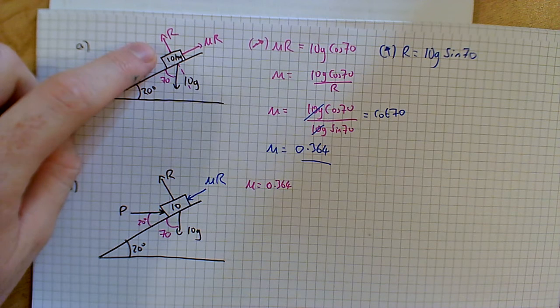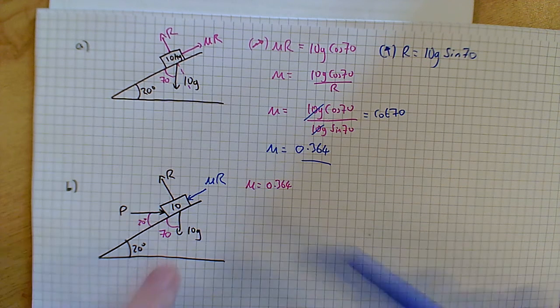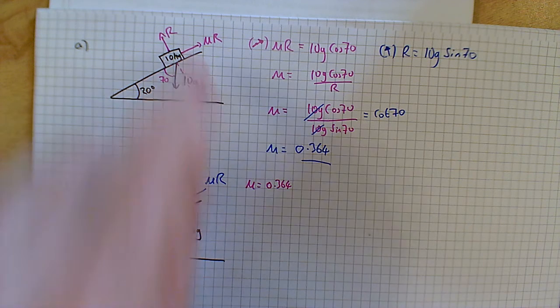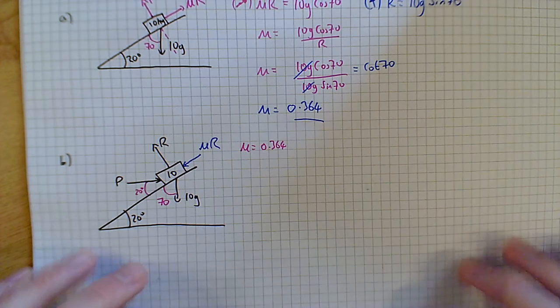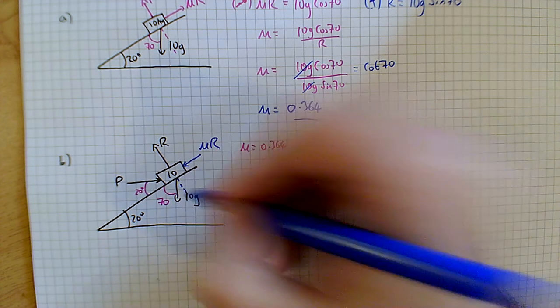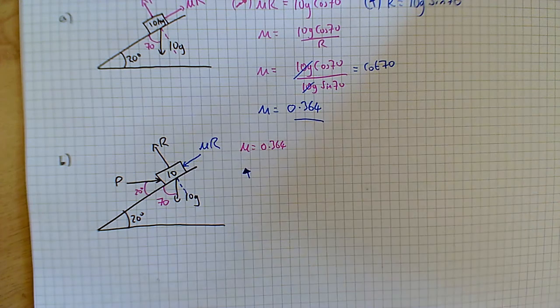So here we were on the point of slipping down the slope, we're about to move down the slope, whereas here we're on the point of moving up the slope. And in that case, friction will change direction. Friction will always oppose the motion of which you're trying to move it. So again, we can resolve up and we can resolve down. So let's start by resolving perpendicular to get our R value.